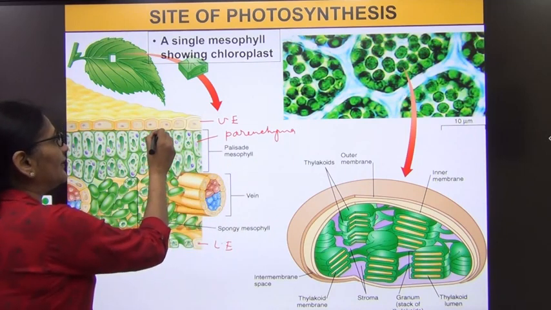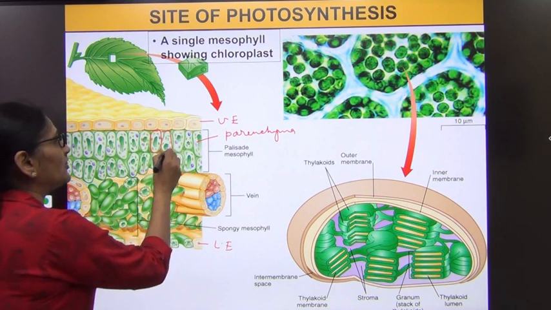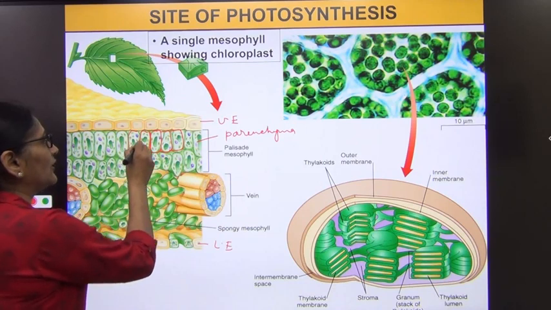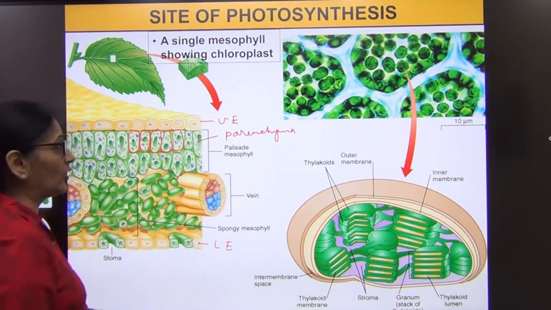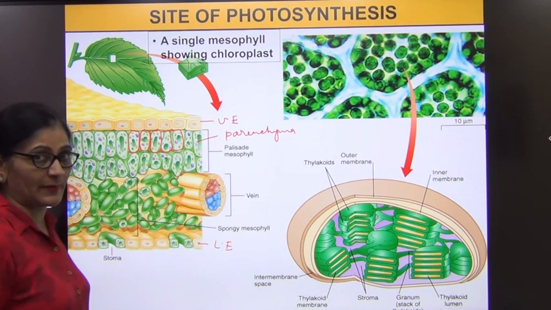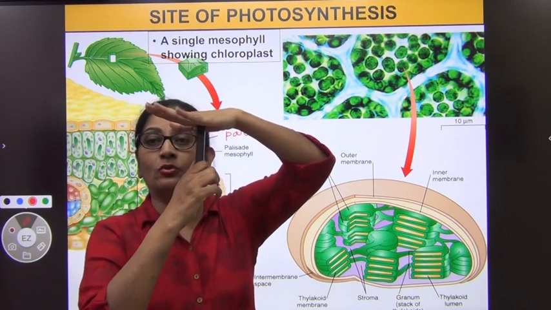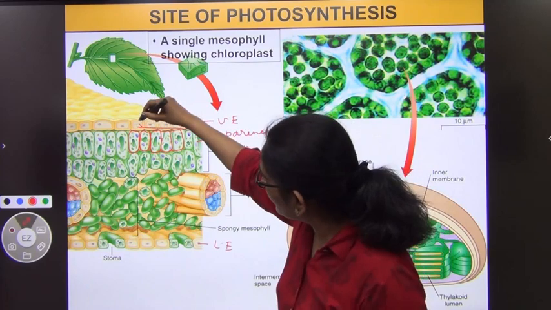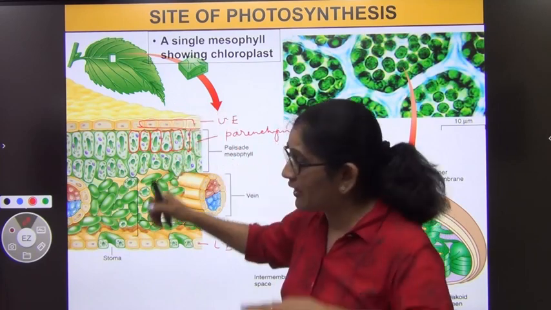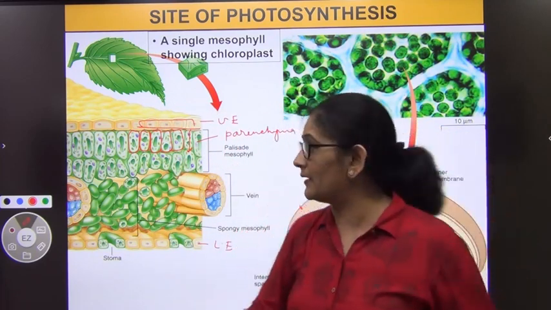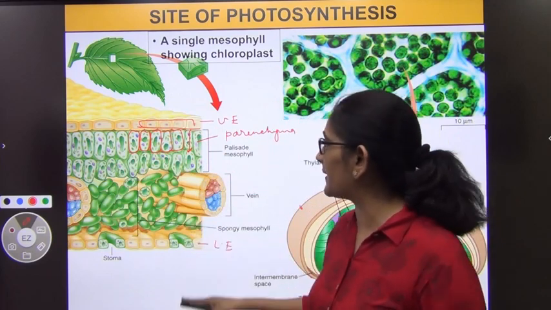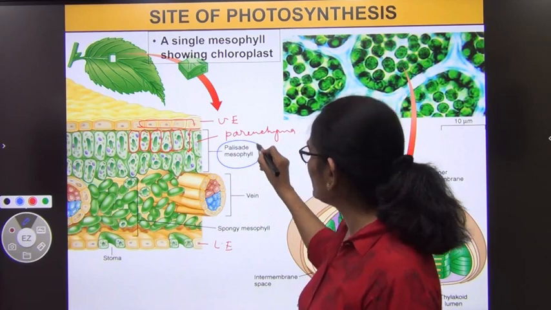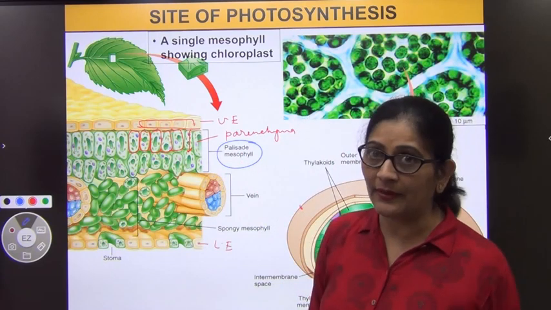You will observe that those parenchyma cells which are close to the upper epidermis, they are basically elongated. You must be observing, they are elongated, they do not have intercellular space, and they are found perpendicular to the upper epidermis. Just see this. If this is my upper epidermis, they are found like this. They are found perpendicular to the upper epidermis. They do not have intercellular space. This is called as palisade parenchyma, right?